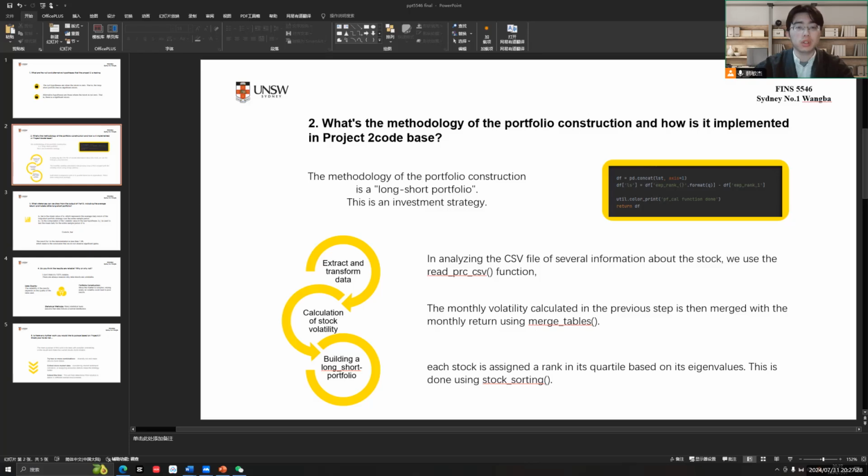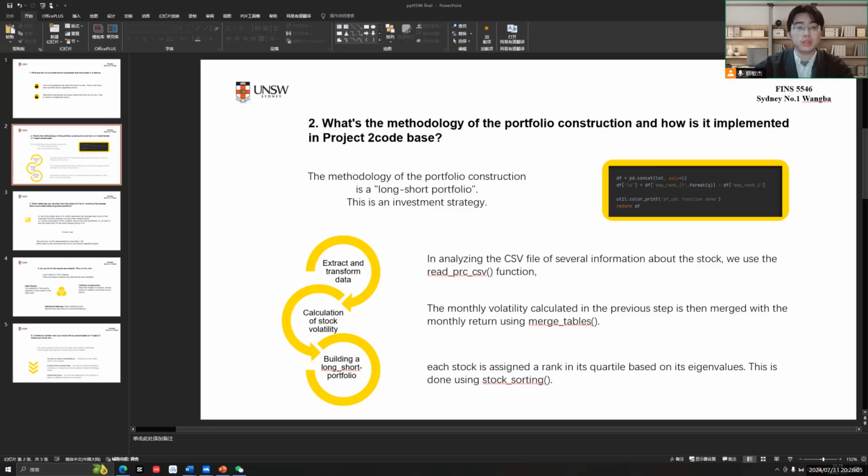the last quartile of the stocks and shorting the first quartile of stocks each month. The steps in the code are to divide the stocks into 4 quartiles so that we can rank them. And each stock is assigned a rank in its quartile based on the volatility values. This is done using stock sorting, and then based on the grouping, we construct a long-short portfolio by going long the last quartile and shorting the first quartile of stocks each month.